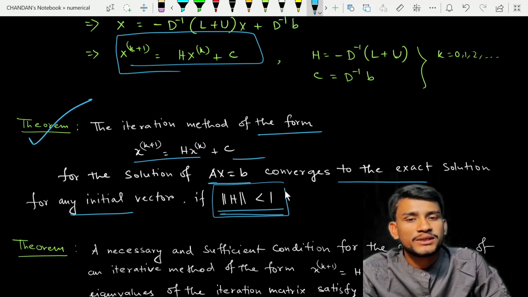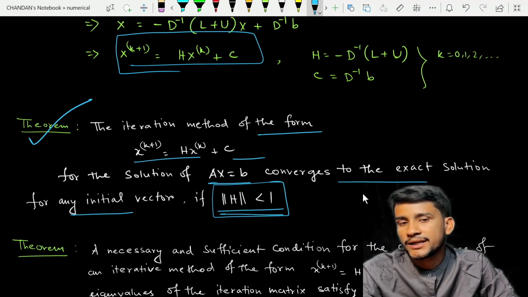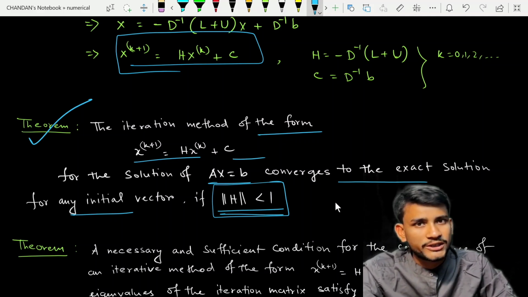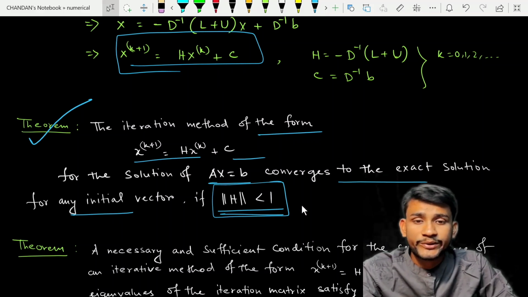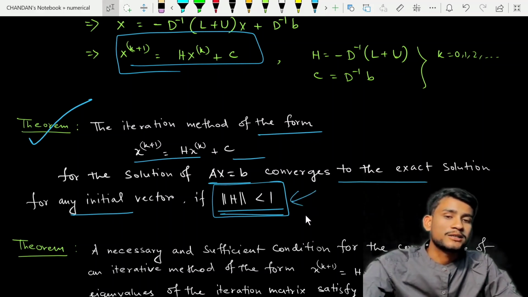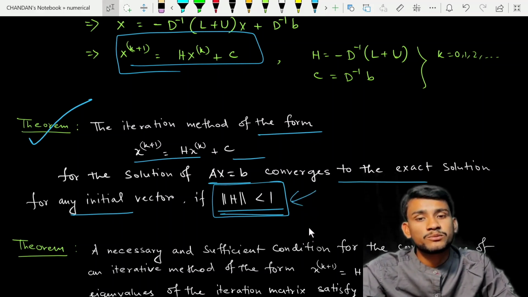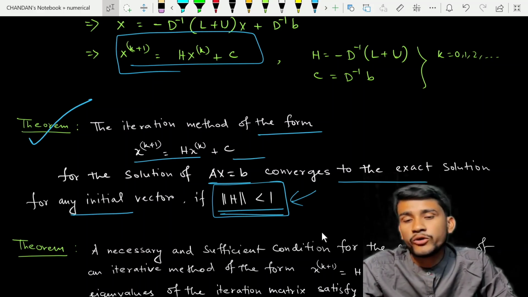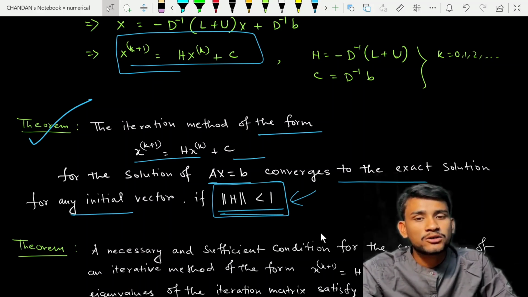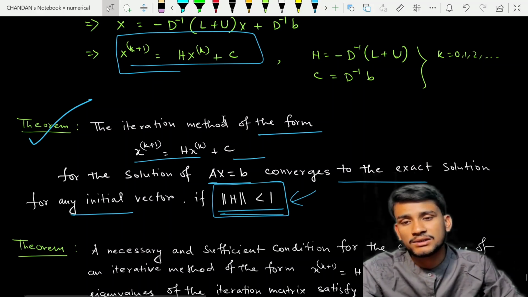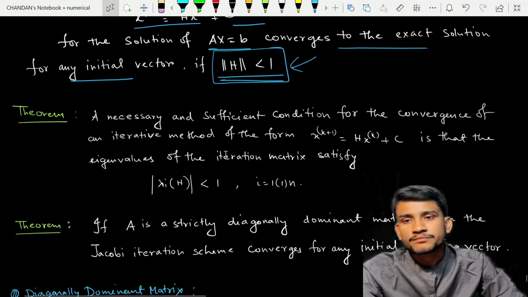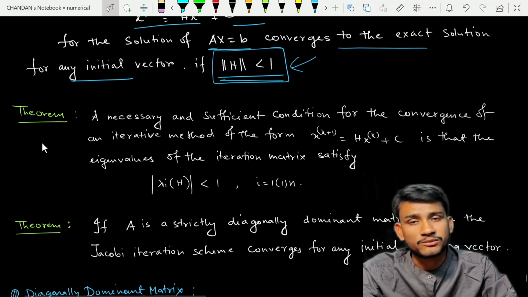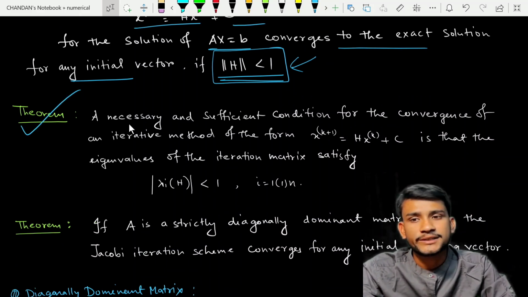Here the norm is included. If you want to know about the different types of norm in numerical analysis, I already made a dedicated video on norms. I give the link of the video in the description of this lecture. You can just click the link to watch about vector norms and different types of norm in numerical analysis. The norm is also very important for numerical analysis, so you can definitely check it once.